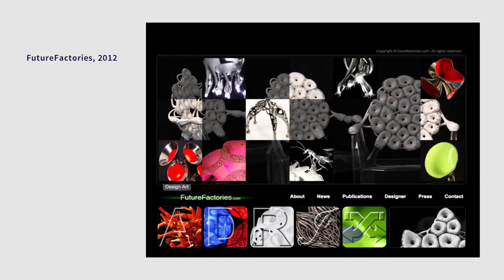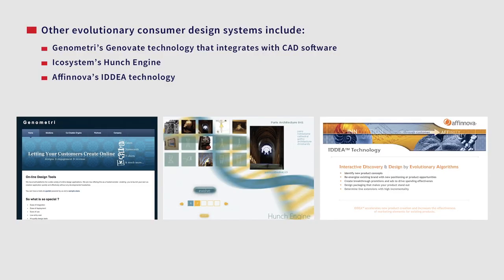Another example is the company Future Factories, which allows clients to design lighting features, jewelry, and other items that can be directly ordered online. And there are companies offering commercial evolutionary design tools such as Genometry's Genovate technology that integrates with CAD software, computer-assisted design software. Other evolutionary consumer design systems include Ecosystem's Unch engine and Affinova's IDEA technologies.